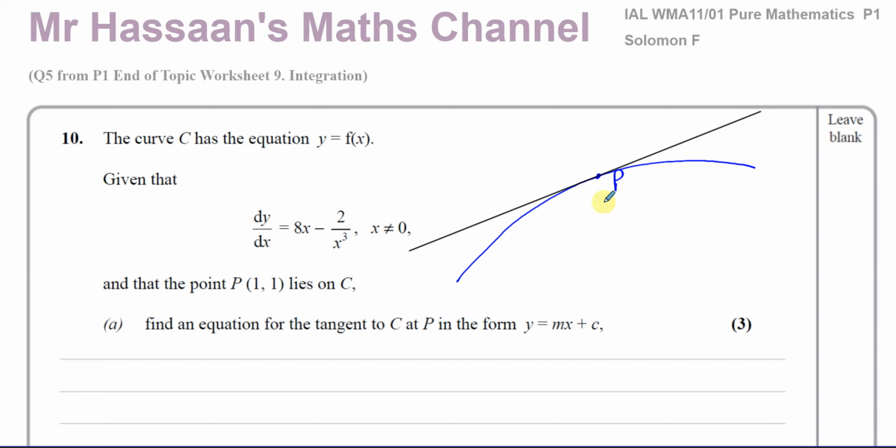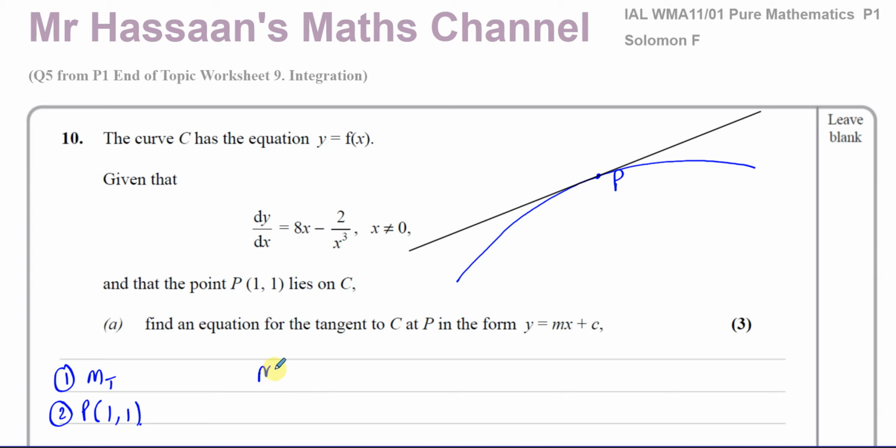Now, the tangent is a straight line. To find the equation of a straight line, we need two bits of information. One is the gradient of the line, so we need the gradient of the tangent. The second is any point on the line, which we have, the point P(1, 1). So we need to find the gradient of this line at the point P. What they gave us in the question is dy/dx, which is the gradient function. This is not the equation of the curve. This is the gradient function for this curve.